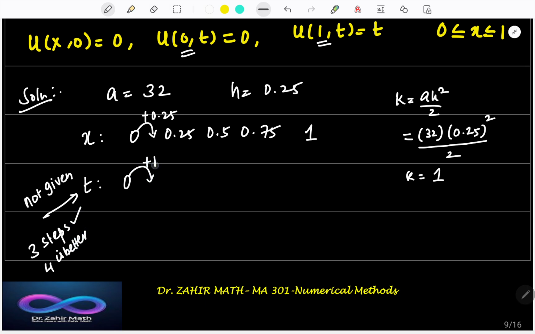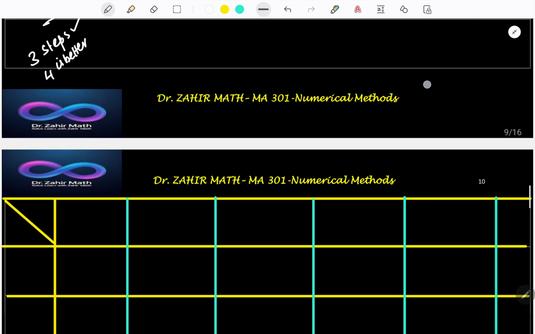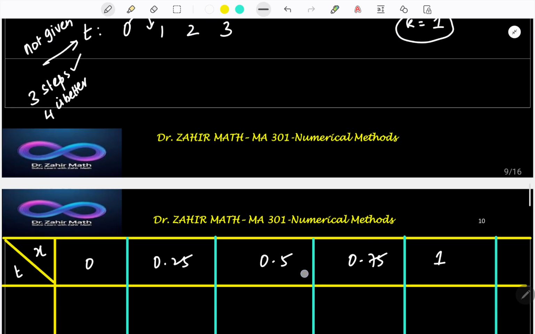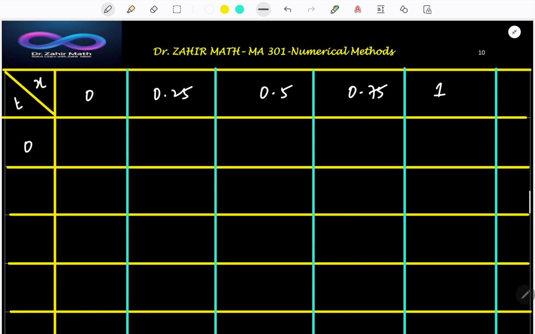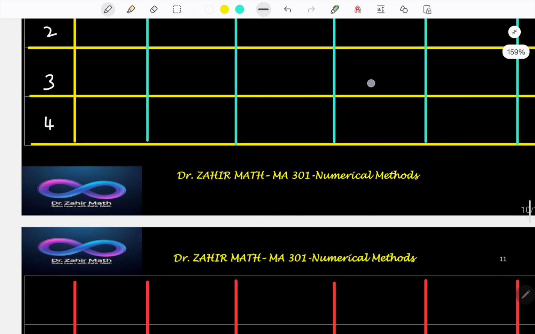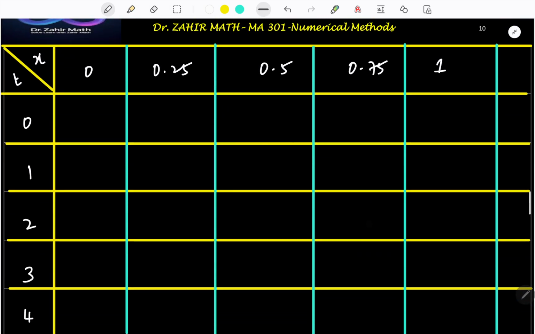So jumping by plus 1 based on the k value, you have to jump. So plus 1 and then plus 1. So let me calculate up to t equal to 3. Okay. So it's 1, 2, 3. So I will start. Okay. So x value and t value, right? x is starting from 0 and 0.25, 0.5, 0.75 and 1, right? Now t value is up to you. Starting from 0, I'm calculating 1, 2, 3 and then 4, because my table is up to 4, and I extended one more, but still no need.